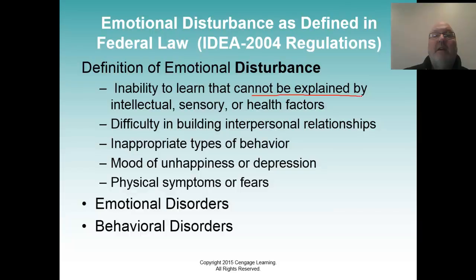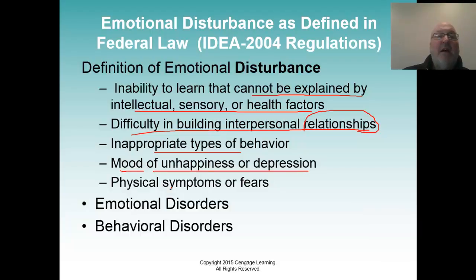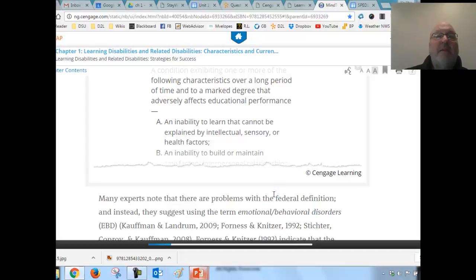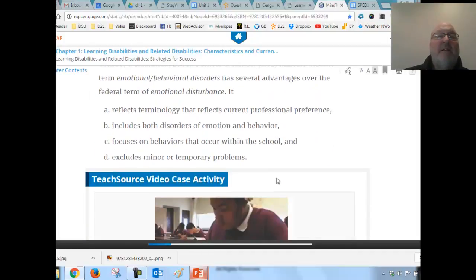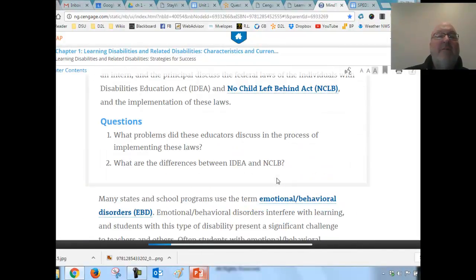It cannot be explained by intellect or health factors. Difficulty in building interpersonal relationships is a big one. This is a big one, that they can't make friends. And I have some experience working with kids in this area, and it's really sad. And just overall inappropriate types of behavior, very moody, up and down, and even though they're big and strong, real symptoms of fears, a lot of things scare them. All right, so that's what I have for you there.